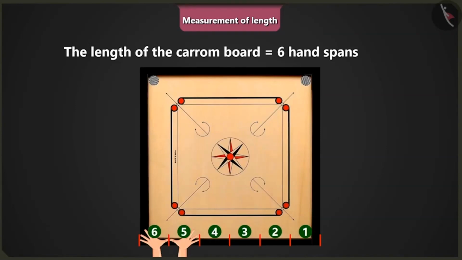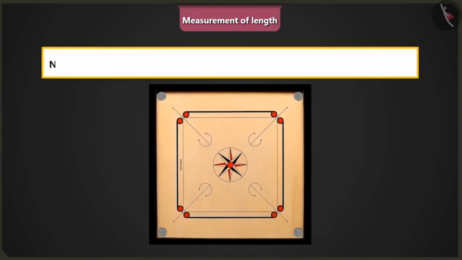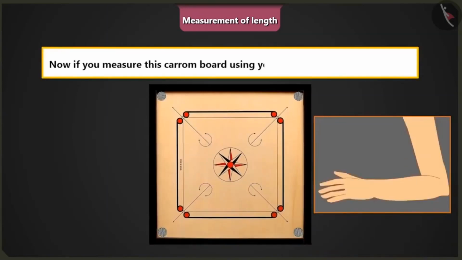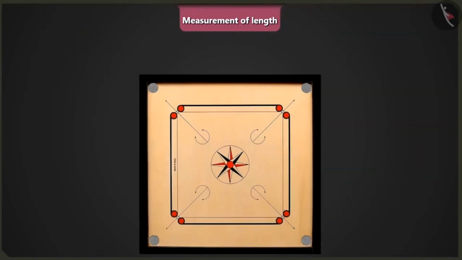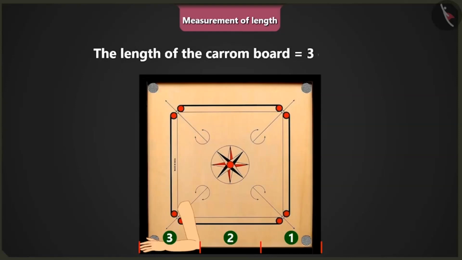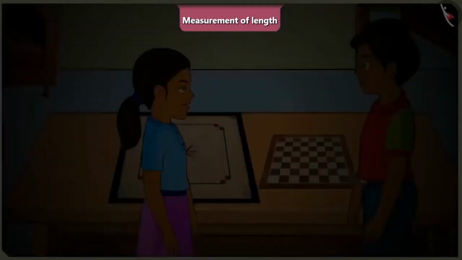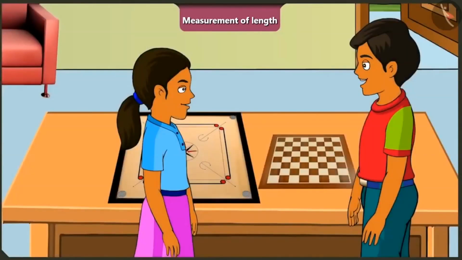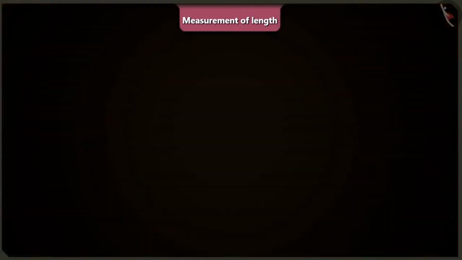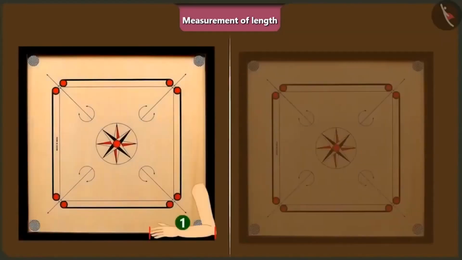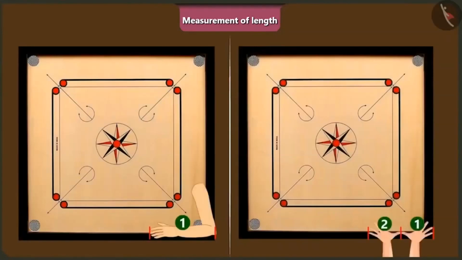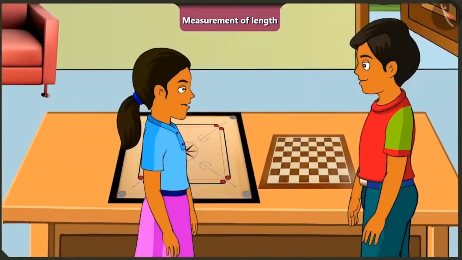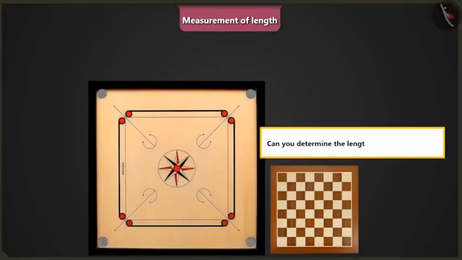Well done, Mintu. Now if you measure this carom board using your arm, then what will be its length? 1, 2 and 3. The length of this carom board is 3 cubit length of my arm. Absolutely correct. So we can say that the length of a cubit of your arm is equal to 2 handspans of your palm. Now can you determine the length of this chessboard?